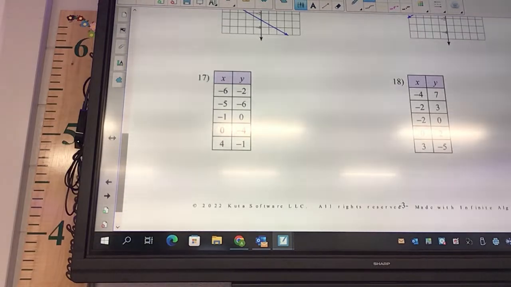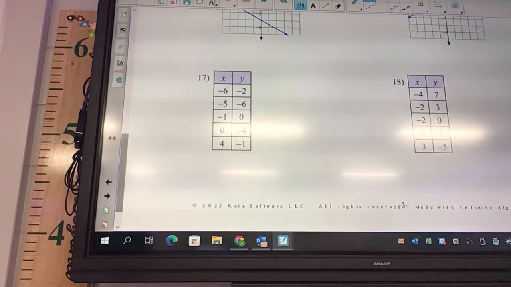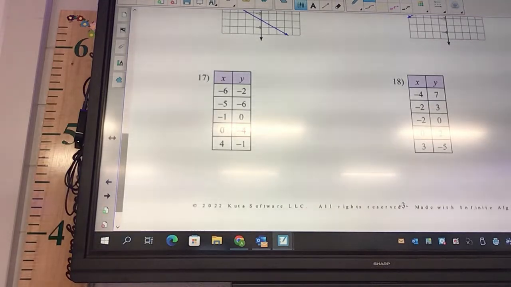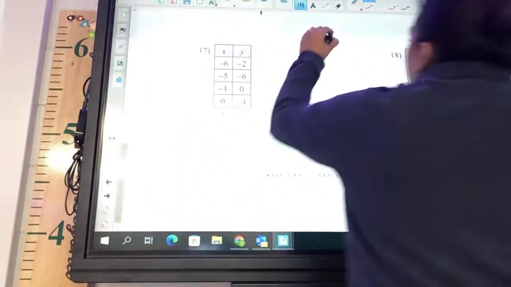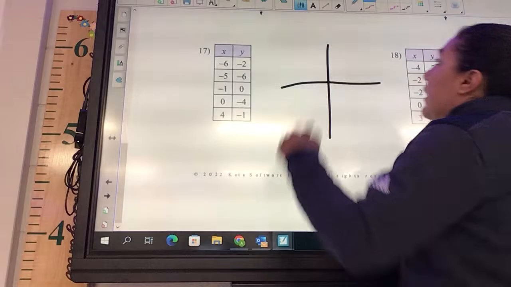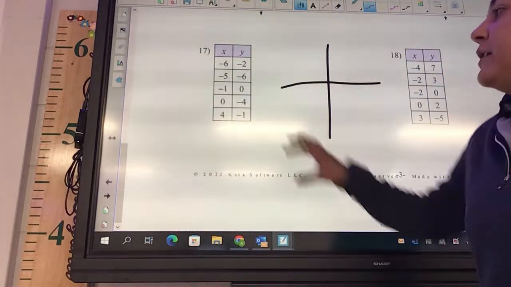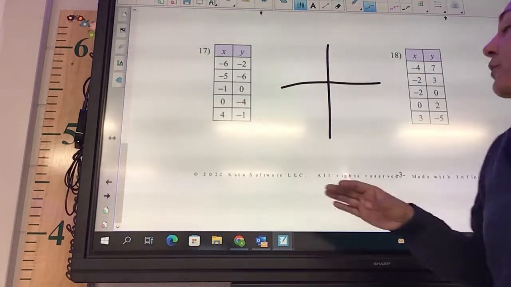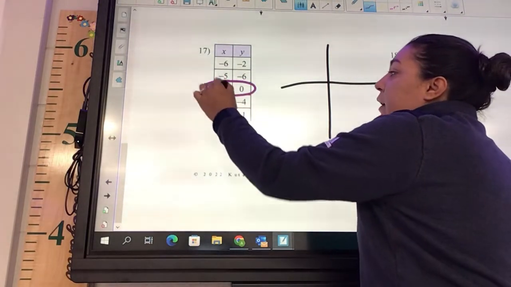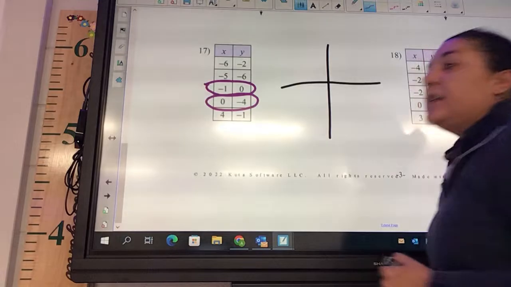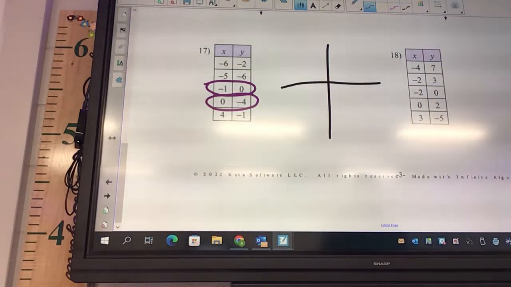The last section on here, they also want you to identify the x and y intercept from a table. So we're going to look at this on a graph. Really, you can tell the x and y intercepts by the zeros. So those are the only ones you want to be looking at. See how this one has a 0 and this has a 0? One of those is the x-intercept and one of those is the y.